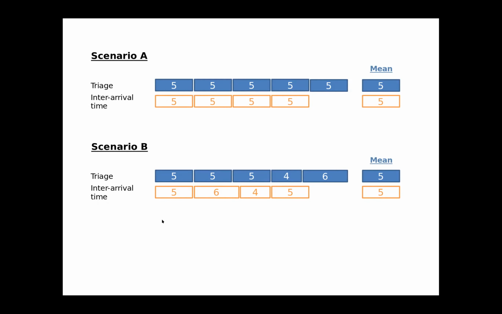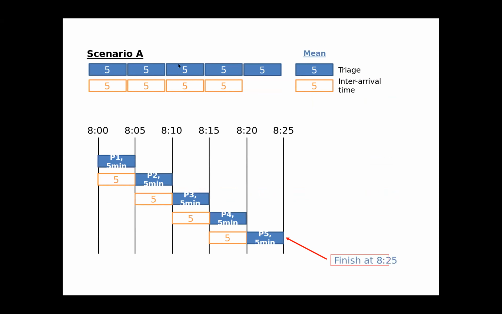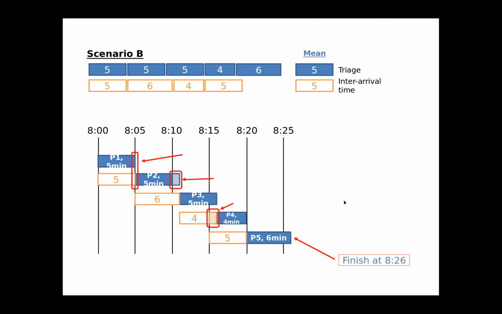And similarly, patients don't arrive every 5 minutes on the dot. Some might arrive 5 minutes after the other patient. Some might arrive after 6 minutes, some after 4, etc. So if we look at the first scenario where everything is fixed, we'd say here that after 5 patients, it's 8:25, if we're starting at 8.